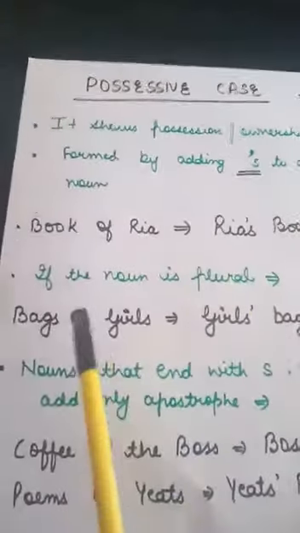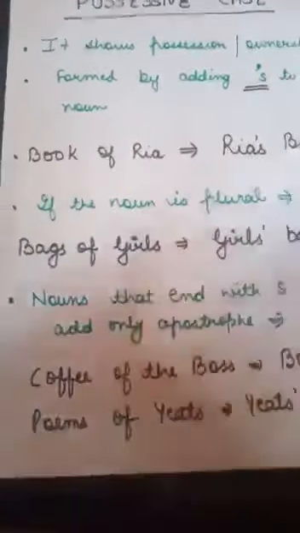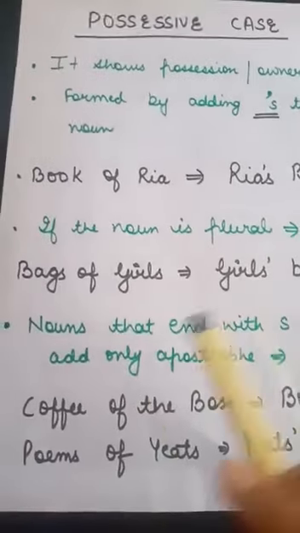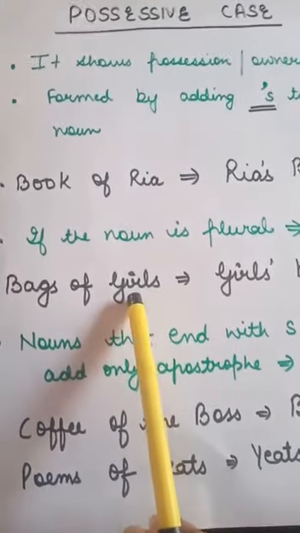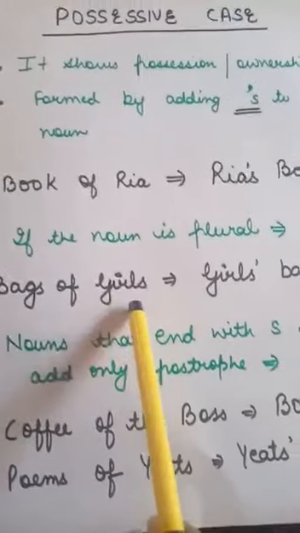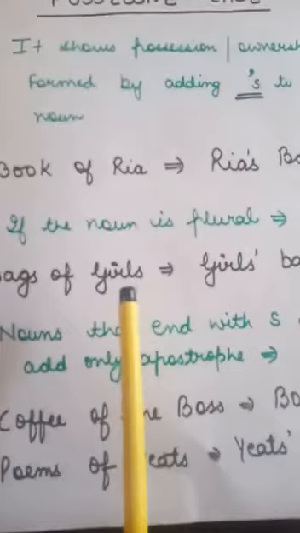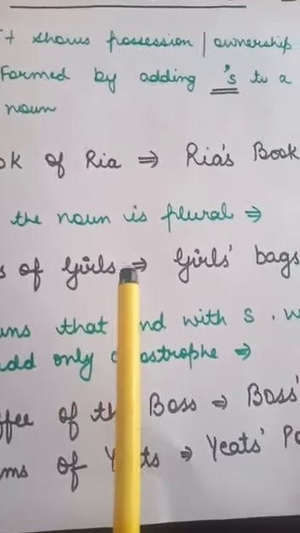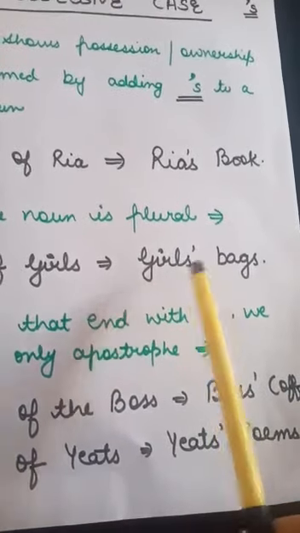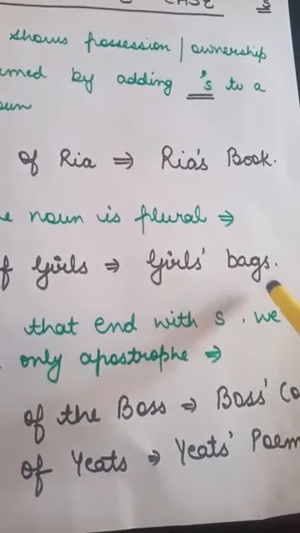Okay. If the noun is plural, now sometimes what happens, the noun that is given to us is in plural form only. Like here, bags of girls. If girl was written, it would have been very simple, girl's bags. But here what is written? Girls. Already the word girls is in plural. So how will you form it? Girls'. Now here we are not going to put any extra s. You can simply put an apostrophe after the word girls and then bags. Girls' bags.